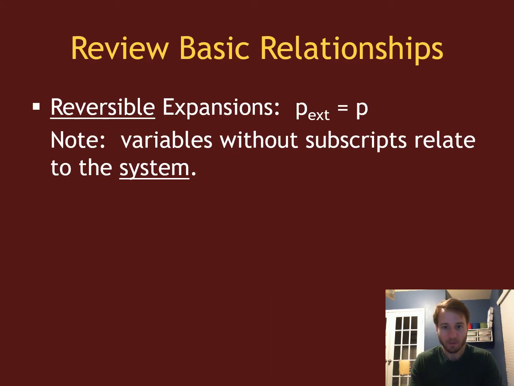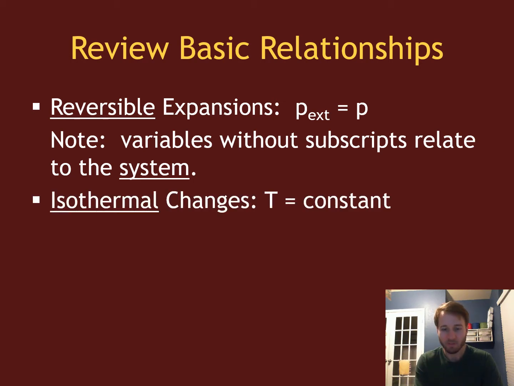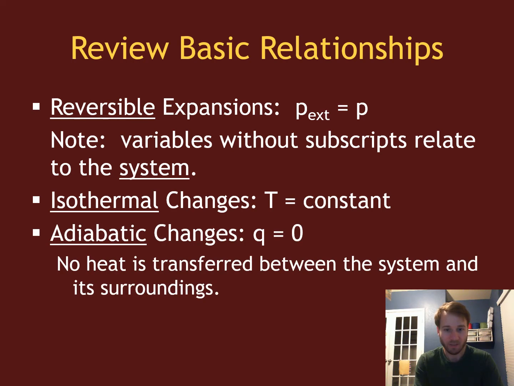Okay. So, let's review some things that we've talked about. So far we've talked about reversible changes. Reversible, in our case, typically implies mechanical equilibrium, to imply that external pressure and internal pressure are going to be equal. We've talked about isothermal changes, which is constant temperature. Now, adiabatic changes means that no heat is transferred between the system and the surroundings.